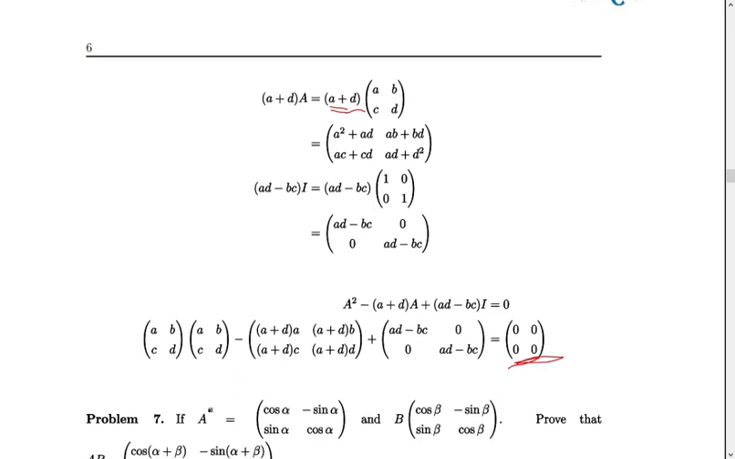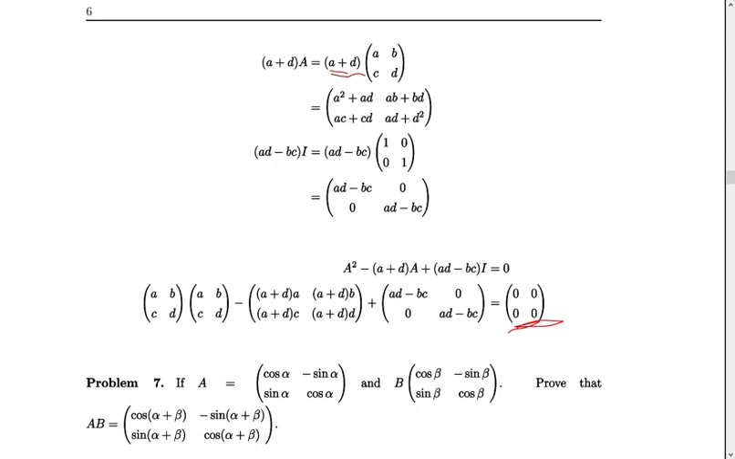Okay, so next question. If A is equal to [cos alpha, minus sin alpha; sin alpha, cos alpha], this type of matrix is called a rotation matrix, and B is equal to [cos beta, minus sin beta; sin beta, cos beta]. Prove that AB is equal to this value. We are going to prove that AB is equal to this value.